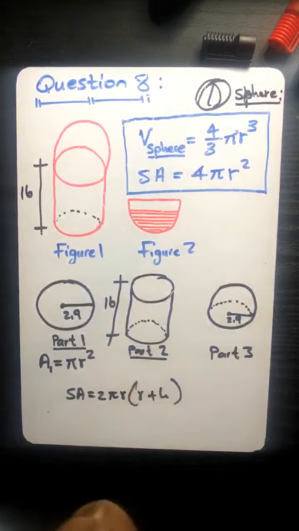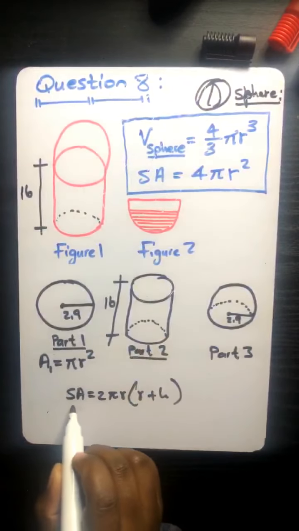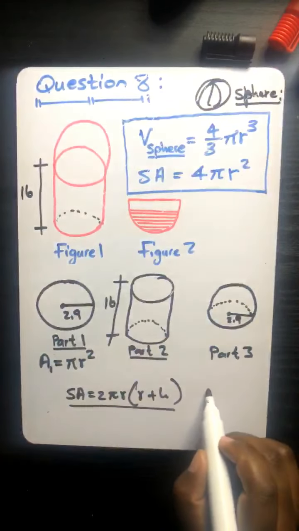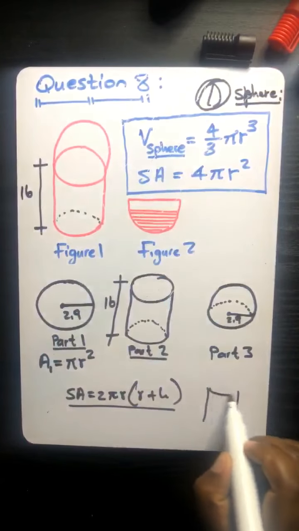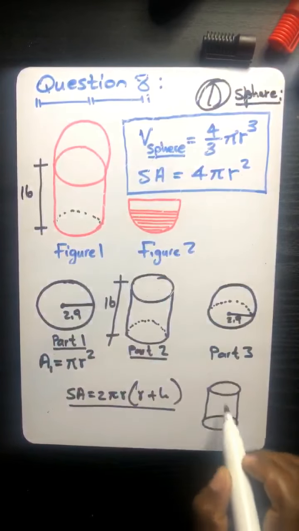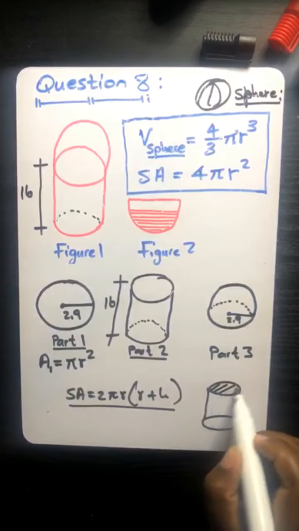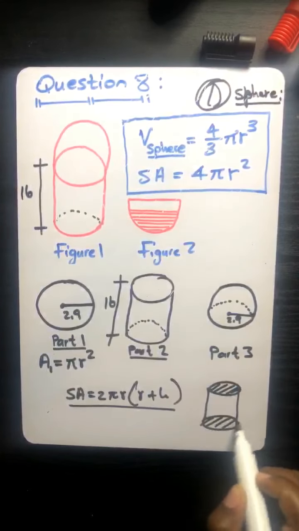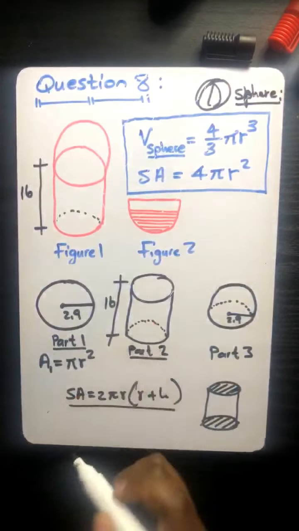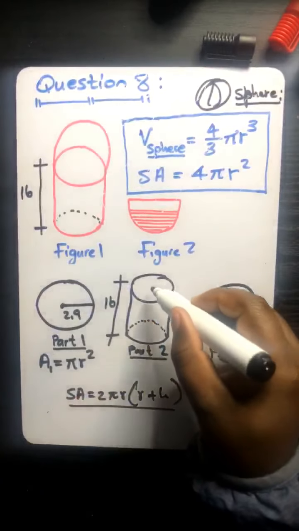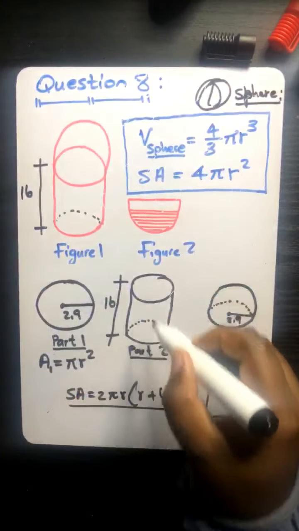But this formula, Shreyas, that's if you have a can which is closed on both sides. But this can, is it closed on both sides or is it opened on both sides?